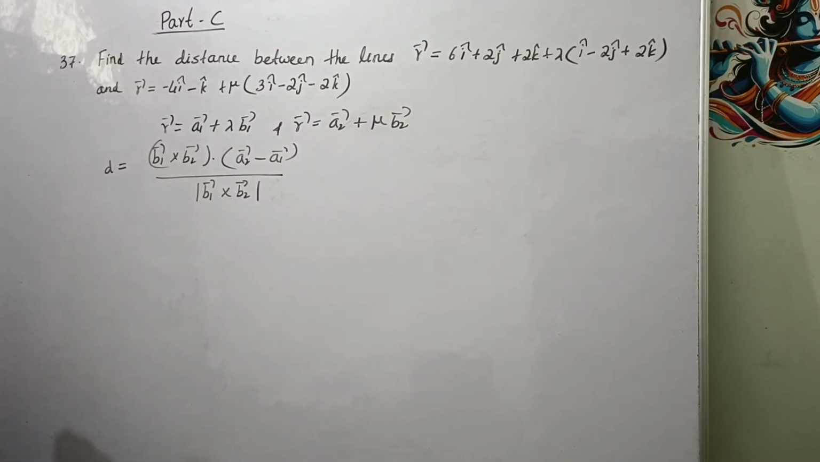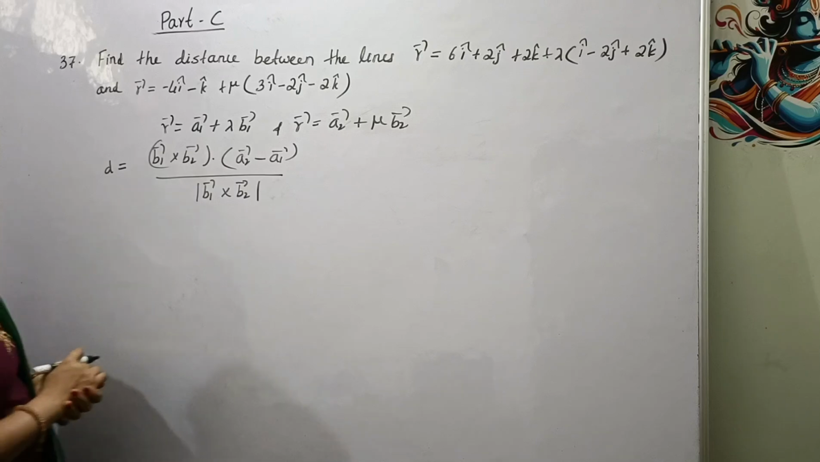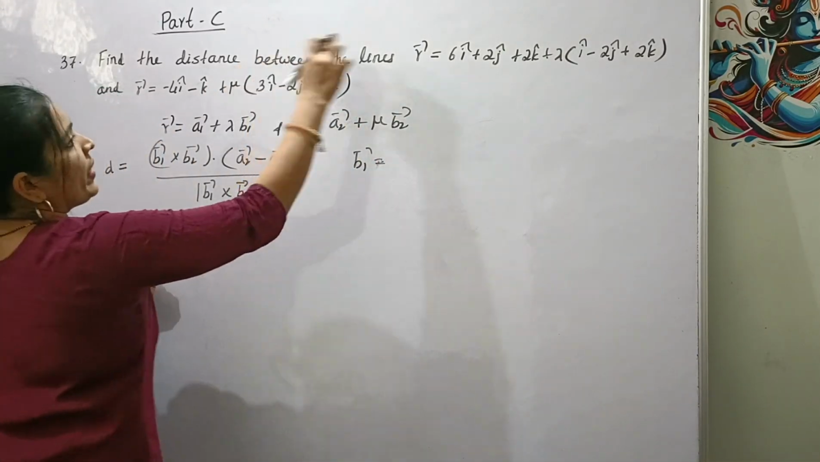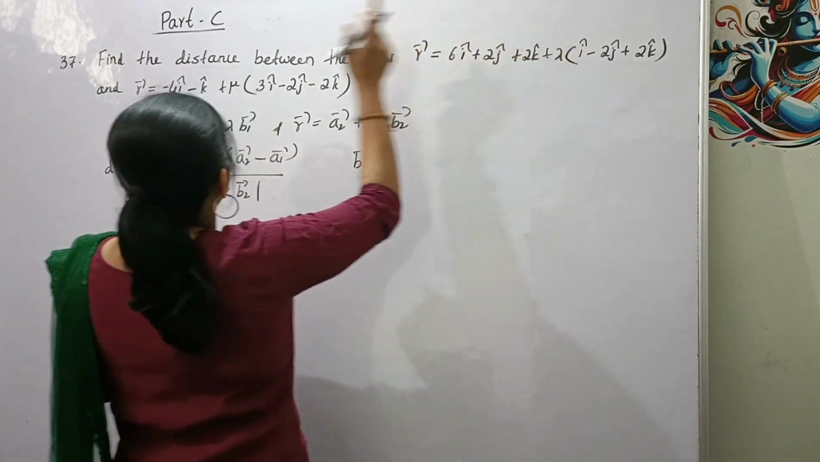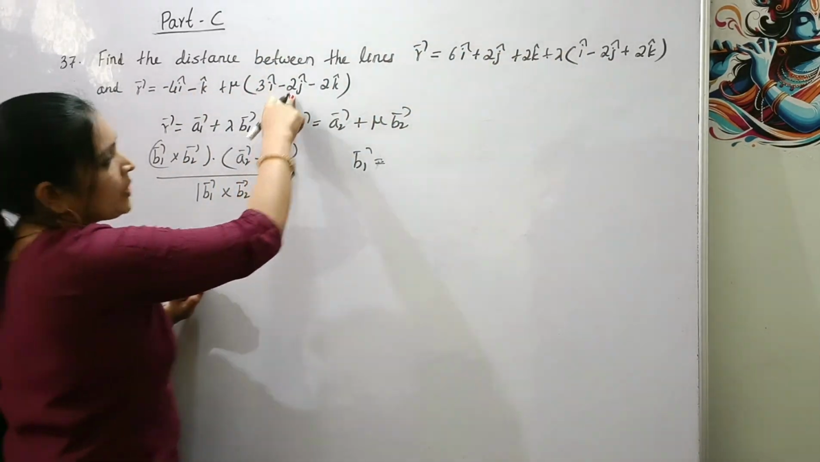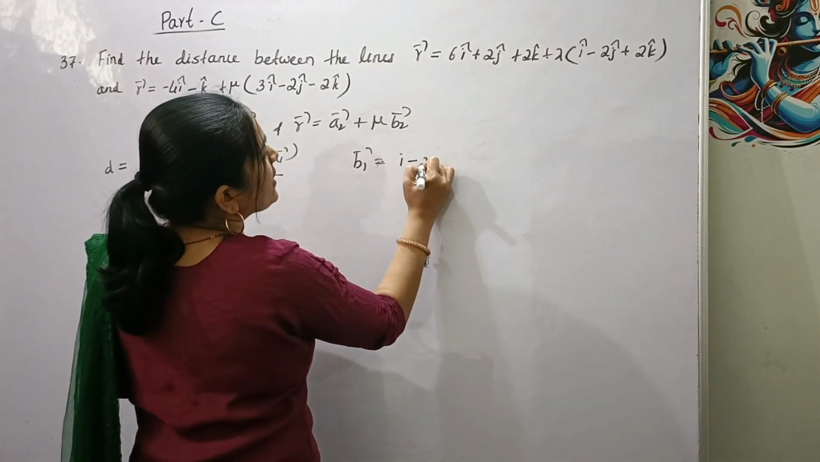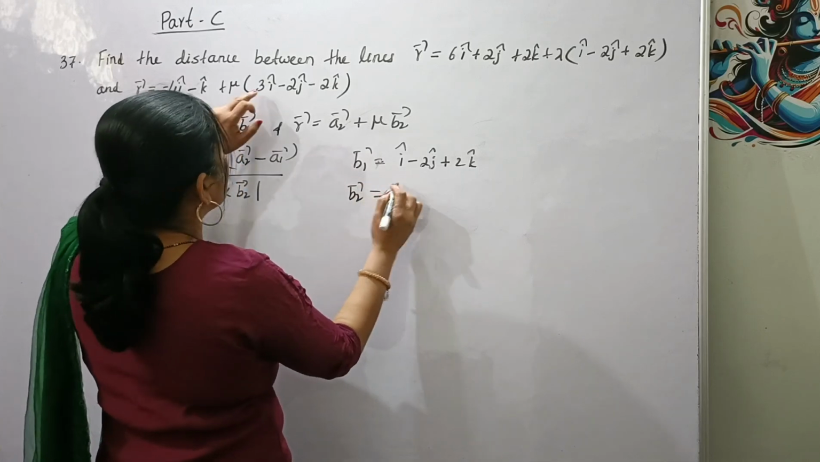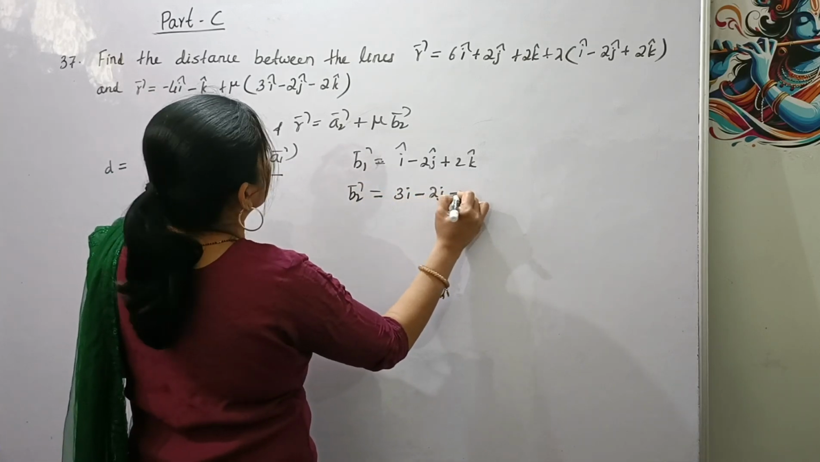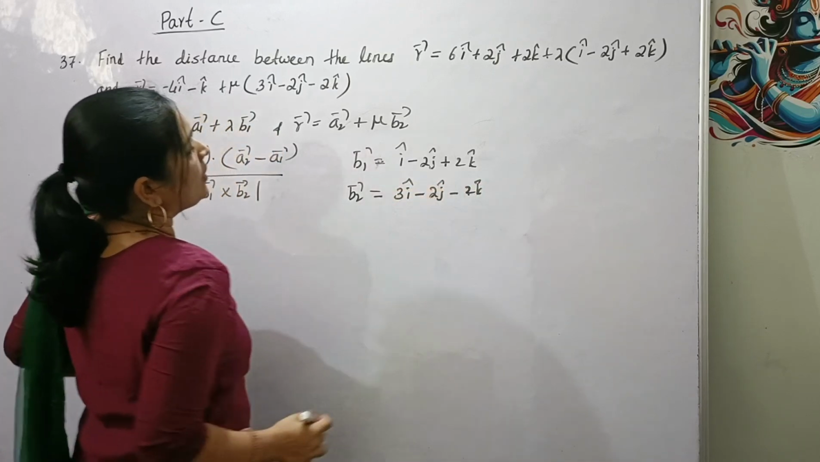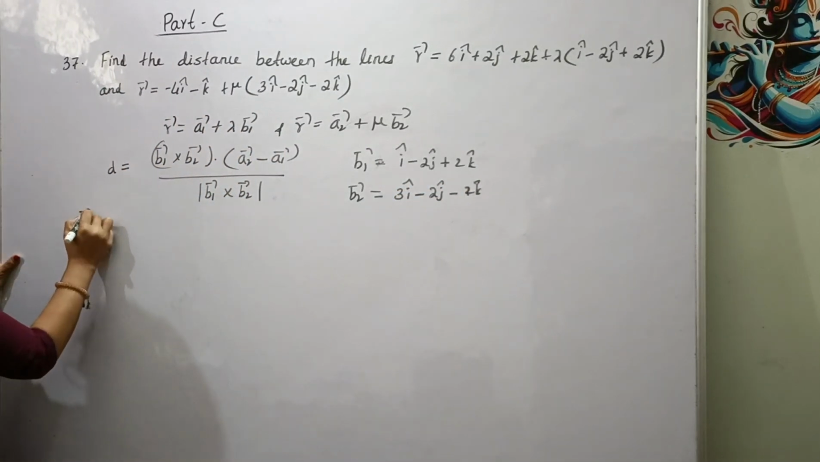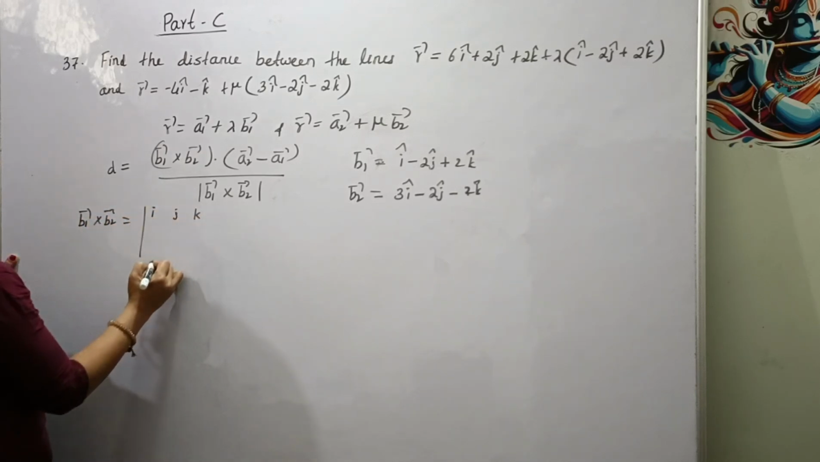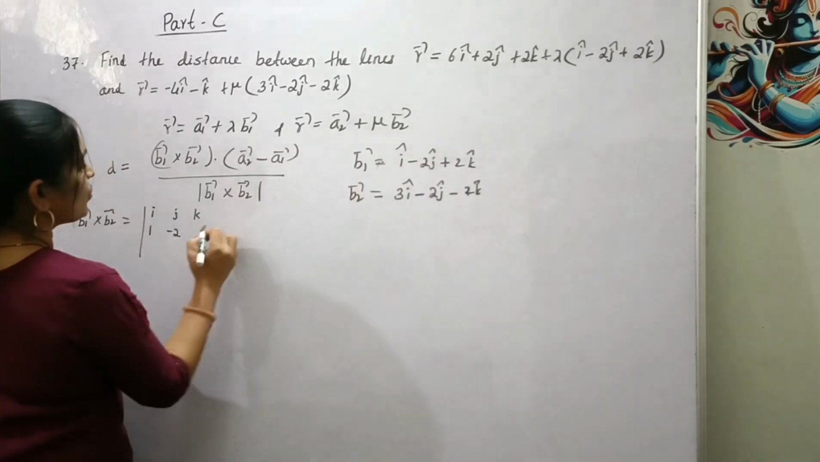Okay. So here we need to find, first of all, vector b1 cross vector b2. These equations are of the form vector a1 plus lambda vector b1, and vector a2 plus mu vector b2. So vector b1 is i minus 2j plus 2k, and vector b2 is equal to 3i minus 2j minus 2k. Let's find vector b1 cross vector b2, that is equal to the determinant i, j, k, 1, minus 2, 2, 3, minus 2, minus 2.